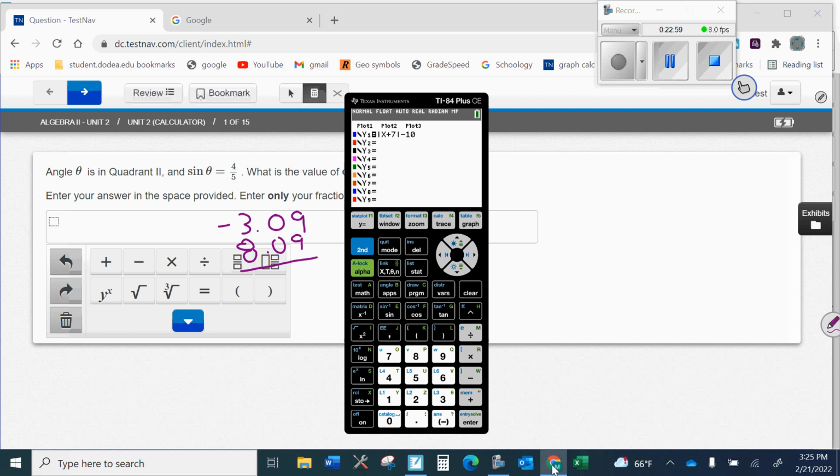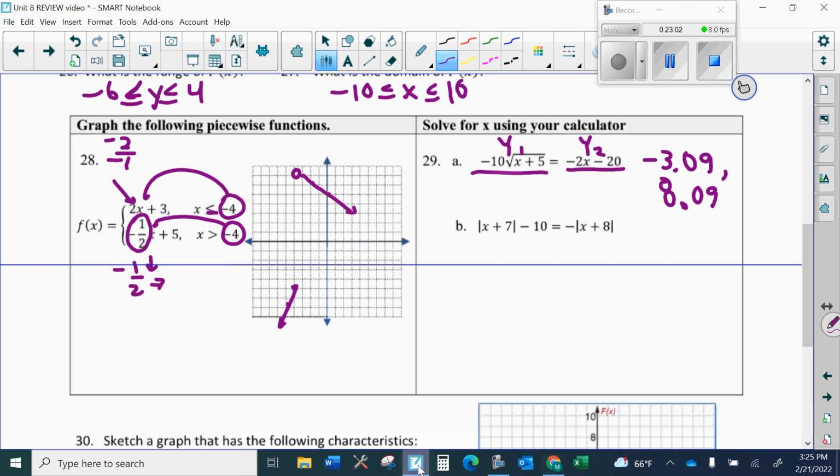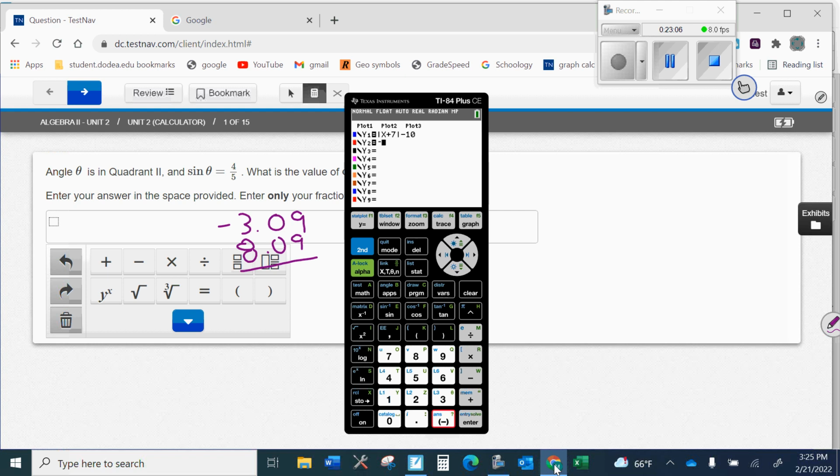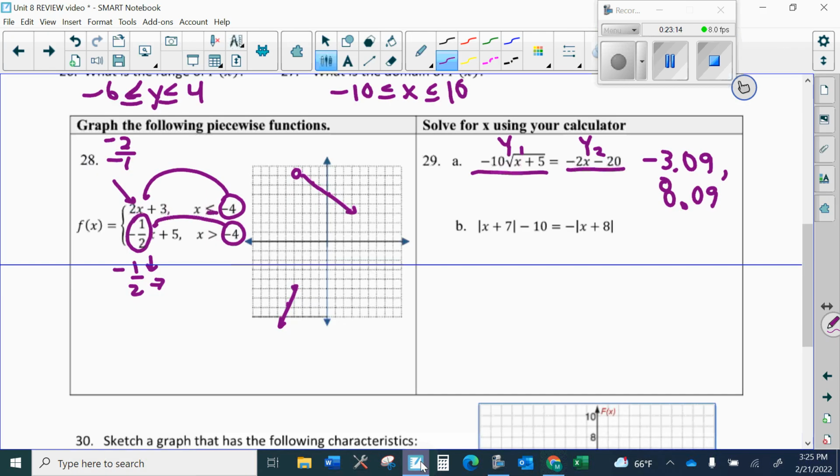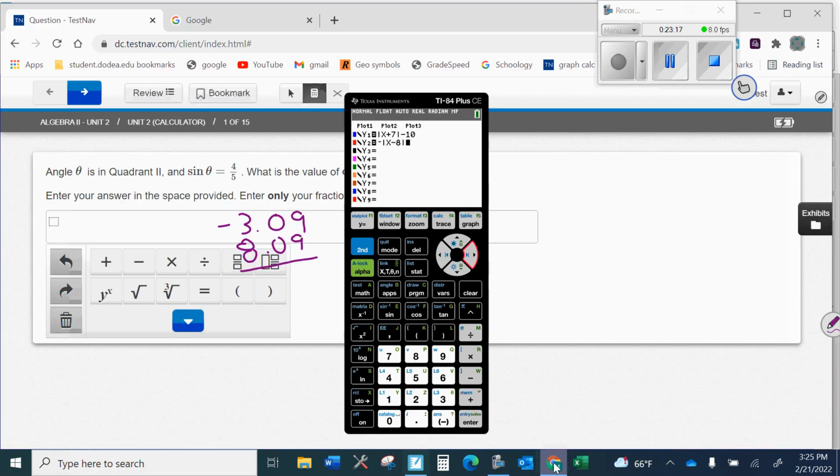And the second equation, negative absolute value of x plus 8. Let's just verify that. Oh, you all have your paper. Yeah, no, x plus 8. I said x minus 8. X plus 8. That's why you always verify.